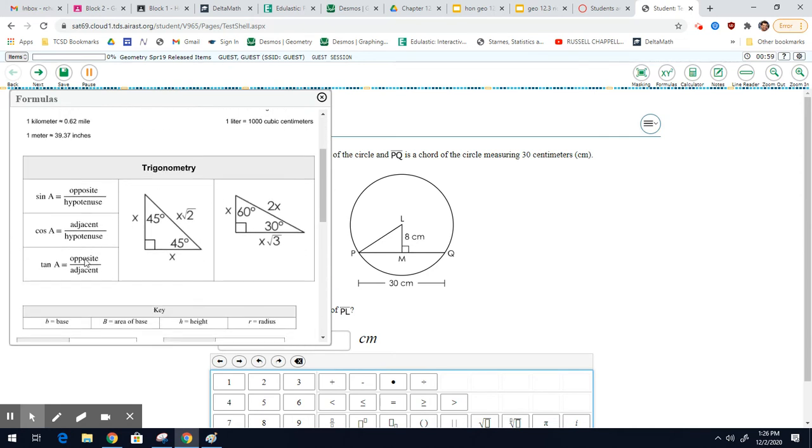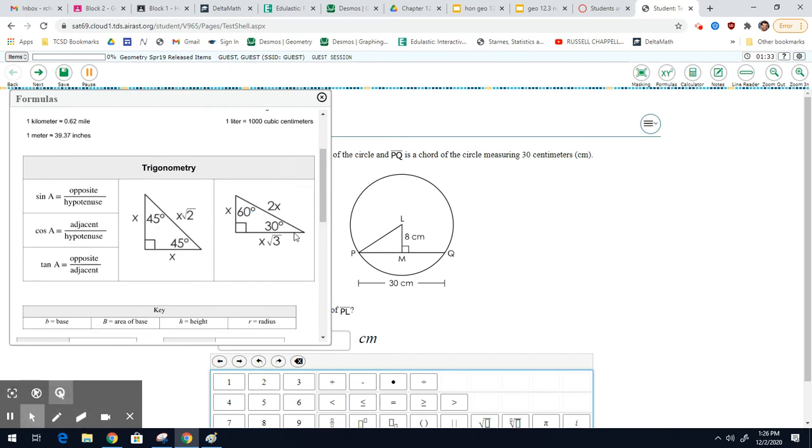The middle is your trigonometry, your SOHCAHTOA, right? If I use my tools real fast, so SOHCAHTOA. Now, they don't give you a picture of a right triangle, but there's sine opposite hypotenuse, cosine adjacent hypotenuse, tangent opposite adjacent. Here are your special right triangles, your 45, 45, 90, your 30, 60, 90. State test doesn't really ask questions about those, but they're there for you.